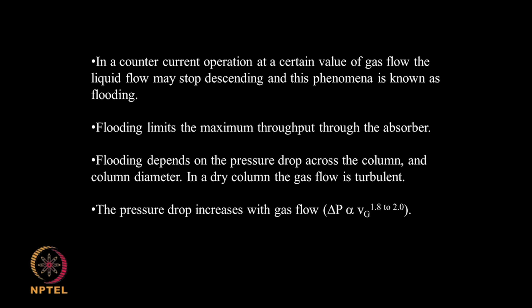So, the flooding limits the throughput. The flooding depends on pressure drop across the column, column diameter and so on. So, if I have a larger column, I will be able to prevent this type of flooding. The pressure drop is proportional to the velocity raised to the power 1.8 to 2. Okay. So, pressure is proportional to velocity raised to 1.8 to 2.